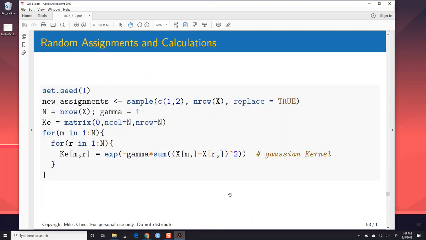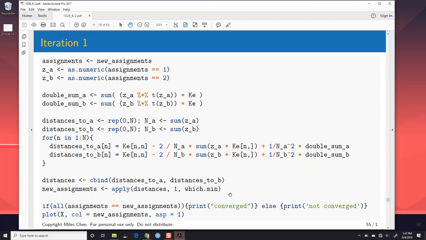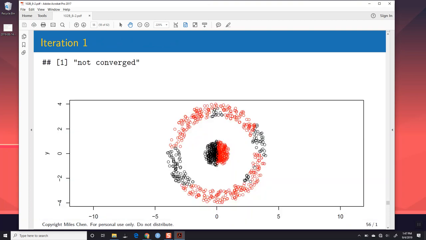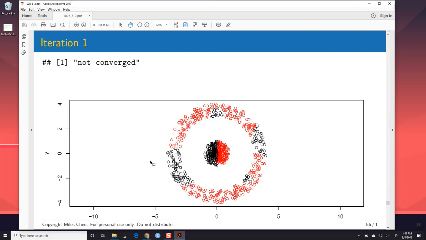Okay. If I wanted to do kernelized k-means, it can be done. I start off with random assignments. And here, I'm going to use the Gaussian kernel. So when I do the Gaussian kernel, in iteration one, it does this, okay? And again, the centroid that exists cannot be pictured because it exists in infinite dimensions, okay?